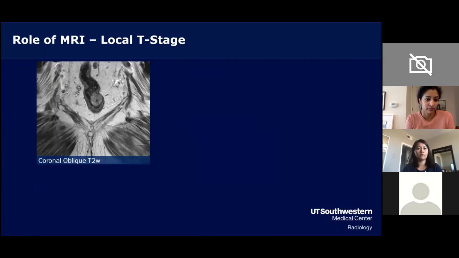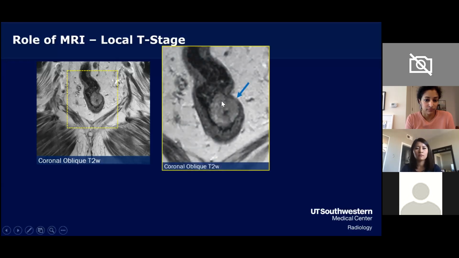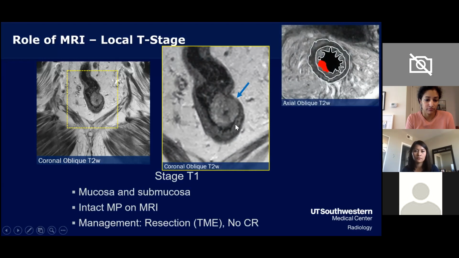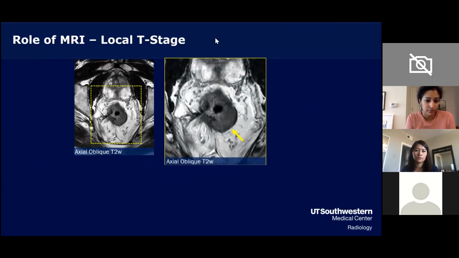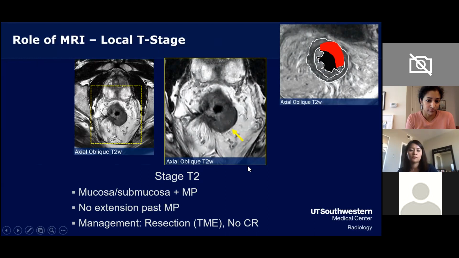Here's a coronal oblique image through this tumor. If we magnify this, we can see that this outer coat, the muscularis propria, is intact. This tumor is involving the mucosa and the submucosa. So this is a stage T1 with intact muscularis propria. This patient goes straight to excision without chemoradiation. How about this tumor here? This tumor actually involves the muscularis propria. You can see the muscularis propria is gone, but there's no extension past it. So this is a stage T2. Again, the patient can go straight to resection without chemoradiation.